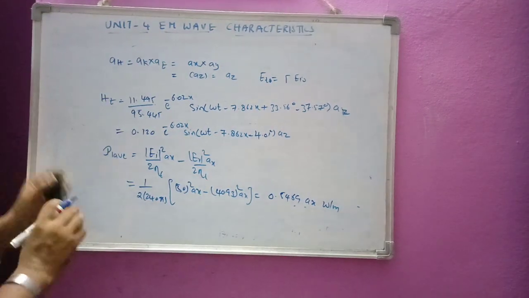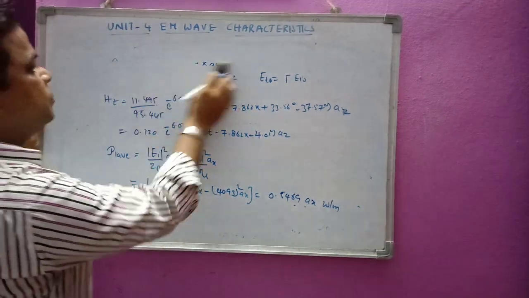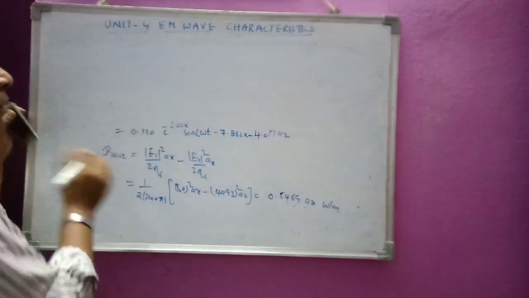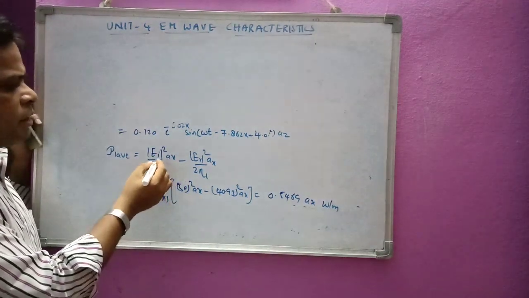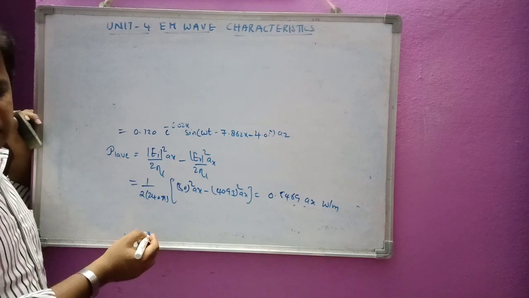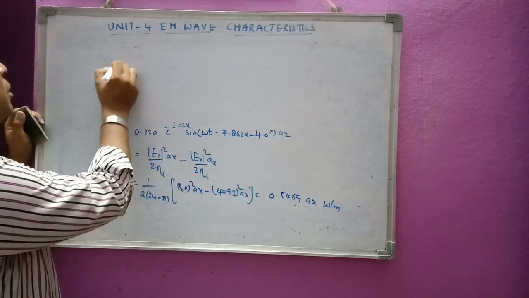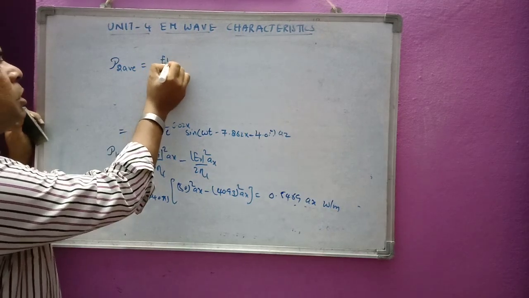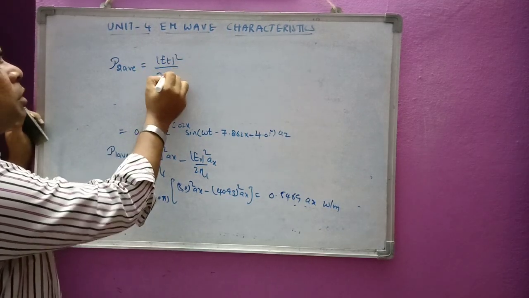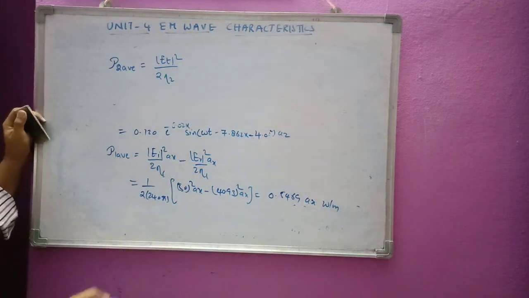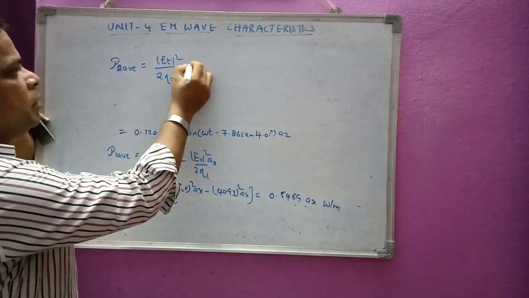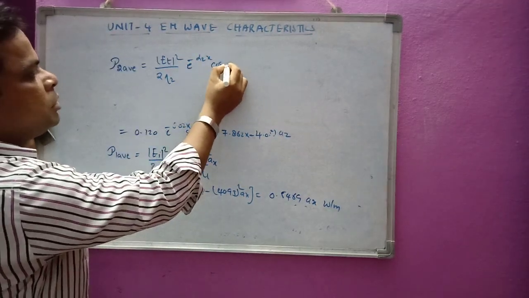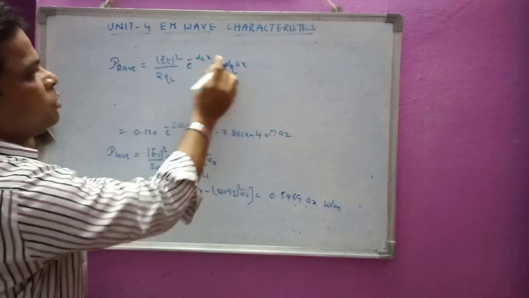Similarly, we can calculate the value for the transmitted field, that is the second medium. In the second medium we don't have the incident and reflected powers. Instead we have the transmitted field. That is, P2 average is equal to mod ET square by 2 eta 2 into e power minus 2 alpha 2 x into cos theta of eta into x. So this is a general formula.